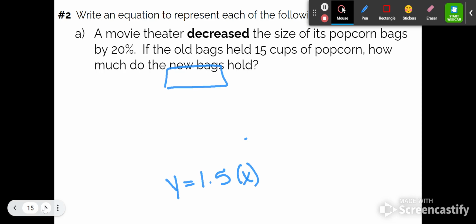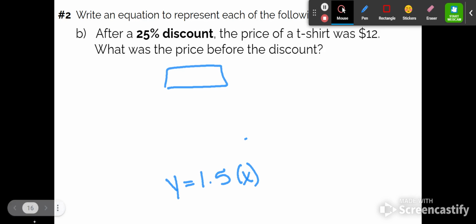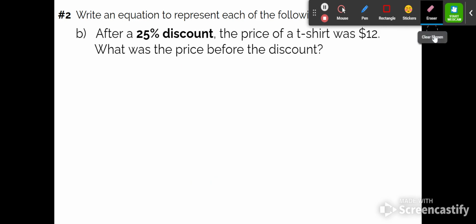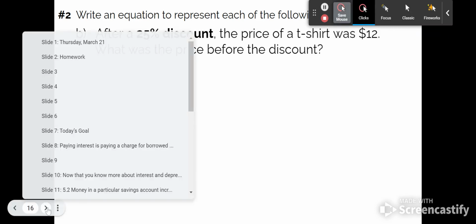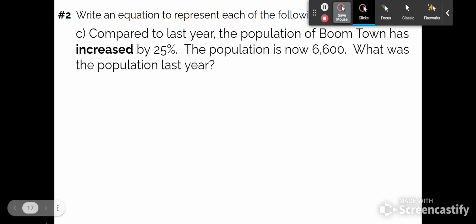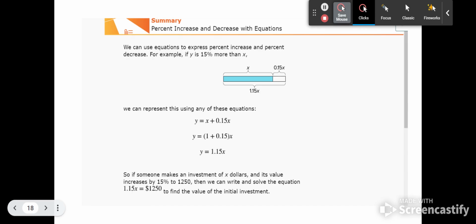Decrease, the popcorn bags. We did the t-shirt. You can look at all the stuff from yesterday on your handout. Eraser, clear. Why isn't this working? Mouse. There we go. Did that one. Oh, we wrote equations for all these.